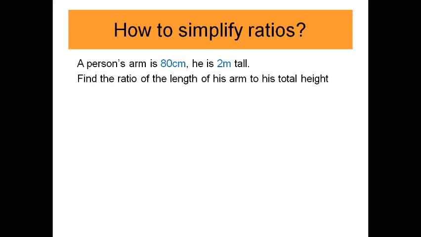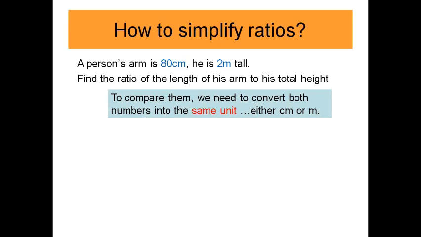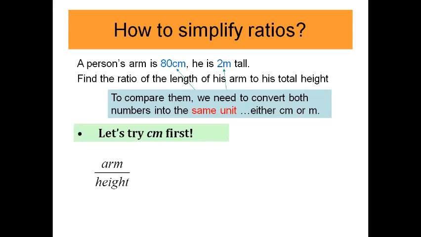A person's arm is 80 centimeter. He is 2 meter tall. Find the ratio of the length of his arm to his total height. To compare them, we need to convert both the numbers into the same unit, either centimeter or meter. Let us try the centimeter first. Arm upon height. Arm is given as 80 centimeter and height is given as 2 meter. So we'll convert the height into centimeter.